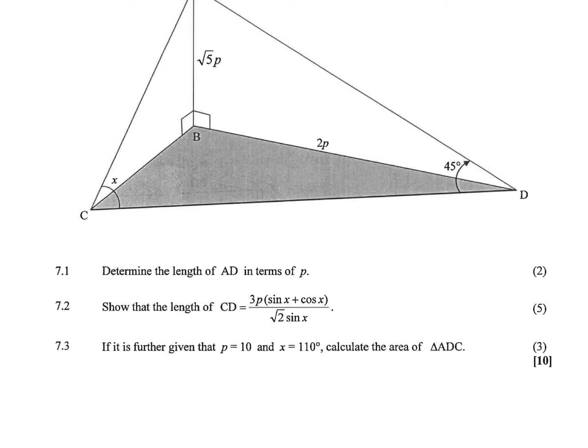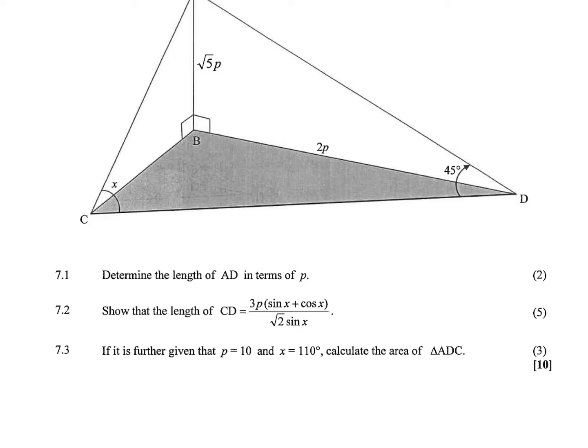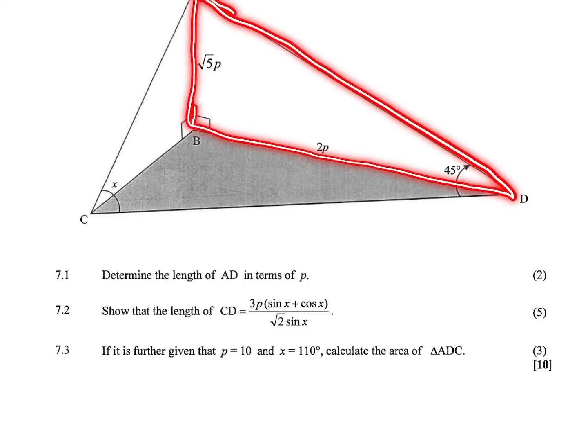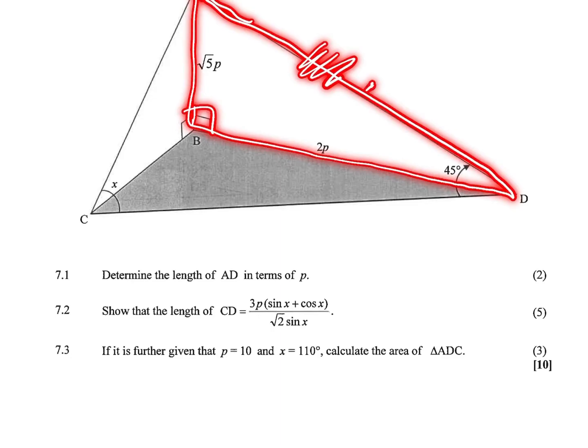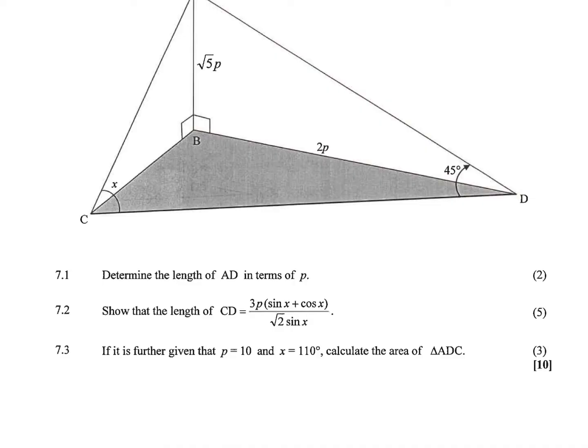What they want us to do is to determine the length of AD in terms of P. So where is AD? If you look closely, AD is this here. What do we know with AD? You know AB is square root of 5, and this is a right angle triangle, and AD seems to be the hypotenuse of a right angle triangle. So you can use Pythagoras to calculate AD.